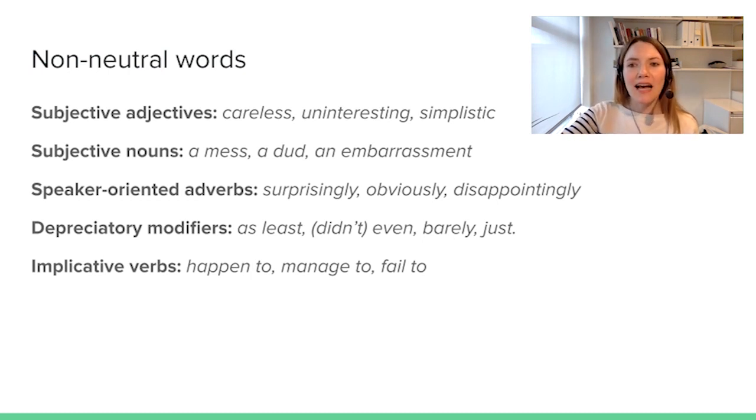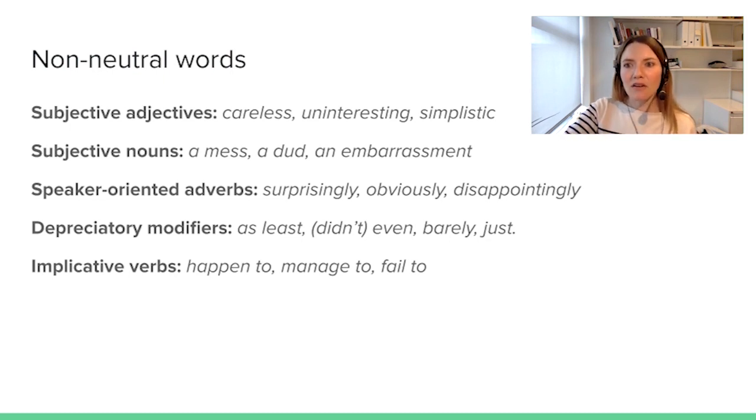Then we have speaker-oriented adverbs in a similar vein, like surprisingly, obviously, and disappointingly. These also represent the reviewer's attitude, but specifically about the truth of the statement that follows. The next set of words, depreciatory modifiers and implicative verbs, introduce what linguists call implicatures. So they allow the reviewer to imply something without stating it directly. For example, modifiers like at least, didn't even, barely, or just introduce implicatures that minimize, dismiss, or depreciate the content of the main sentence. For example, this is just a hypothesis.